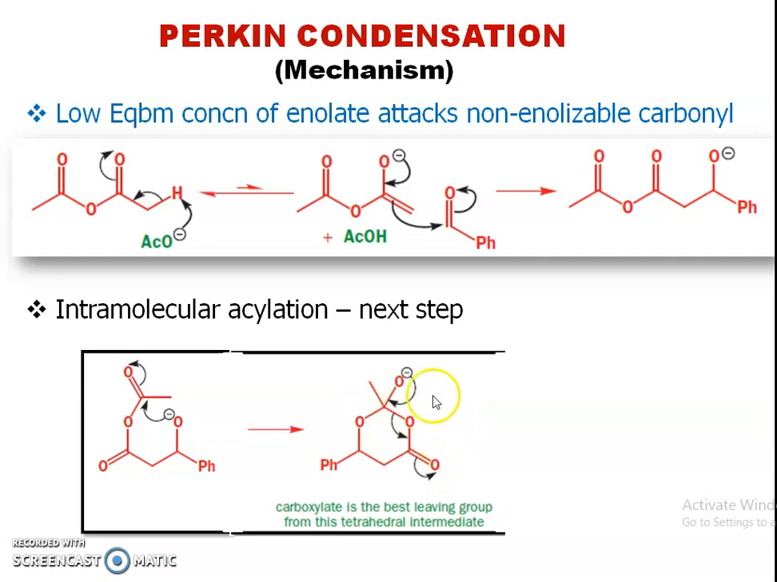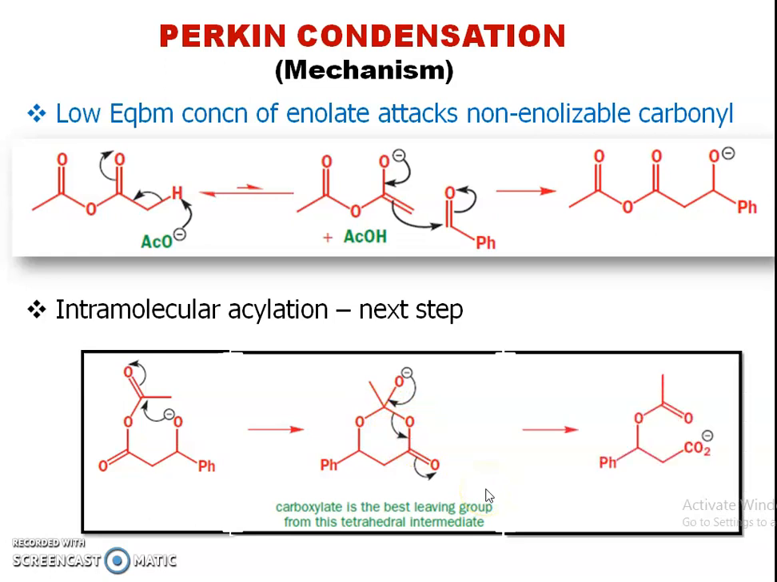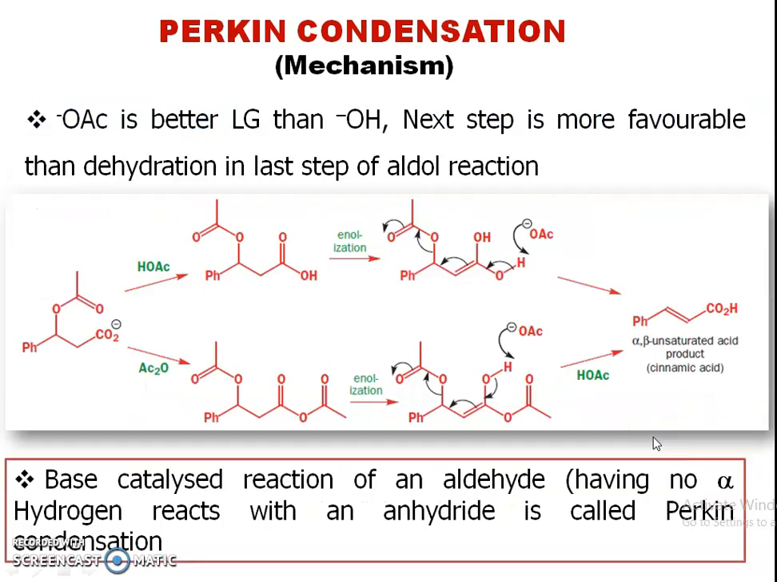So next we have to look at which one is the best leaving group. This carboxylate is the best leaving group, so it breaks this single bond and forms a structure like this. So next step, we have to remove this acetate from here. Acetate is a very good leaving group. Acetate is a better leaving group than hydroxyl group.